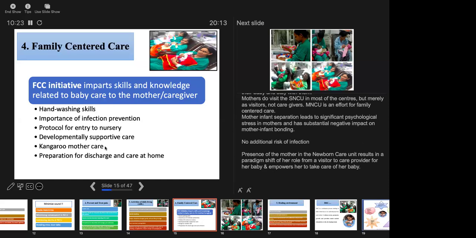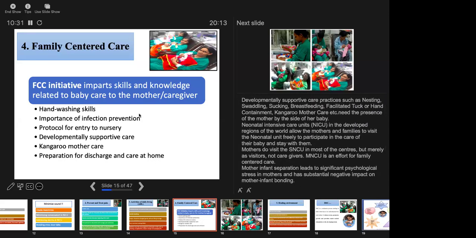And also the family participatory care helps in preparation for discharge and the care at home. How to take care of the baby also should be mentioned. So this is about the family-centered care. The other component of developmental supportive care.